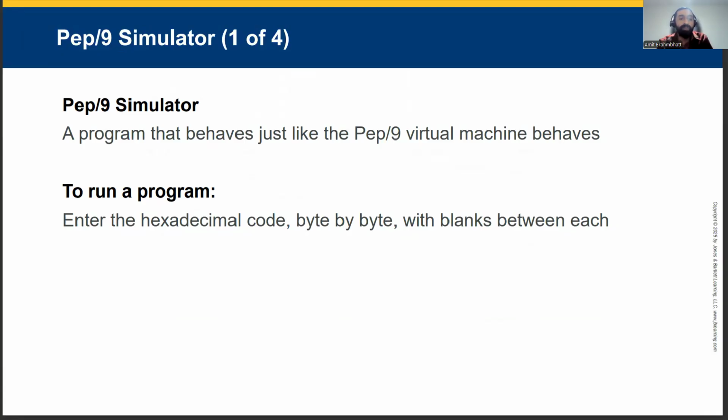PEP9 Simulator. PEP9 Simulator is a software tool that mimics the behavior of the PEP9 virtual machine. It allows you to enter machine language instructions in hexadecimal, run them, and observe their effects on registers and memory. This slide explains the basic process. Enter the hex code byte by byte, separating the bytes with spaces.